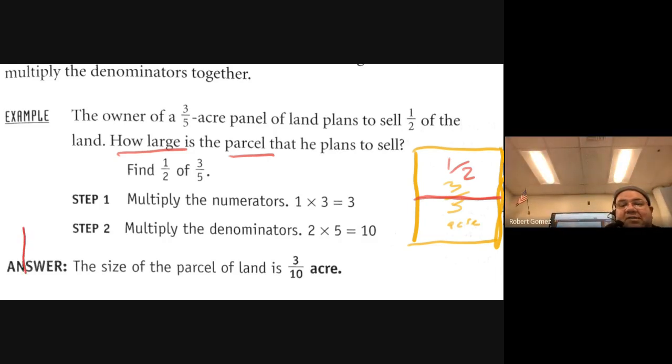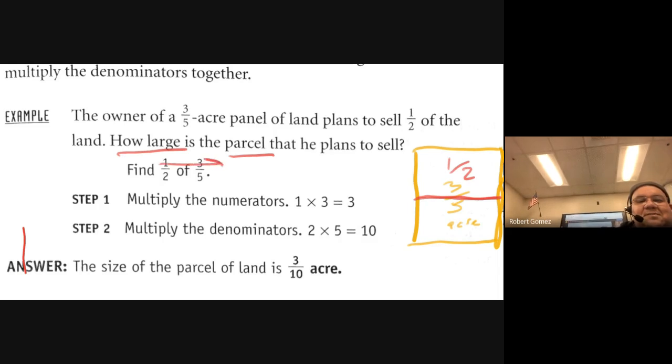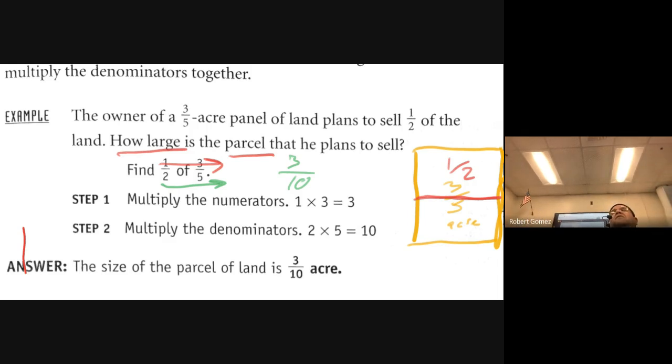So first of all, and this is the beauty, this is why people do so well with multiplication and fractions, because guess what you just do? You just multiply the numerators and then you multiply the denominators. So you got 1 times 3, that's 3. 2 times 5, that's 10. Can you reduce that anymore? No. So we learned that the owner of the land sold off 3/10 of an acre.